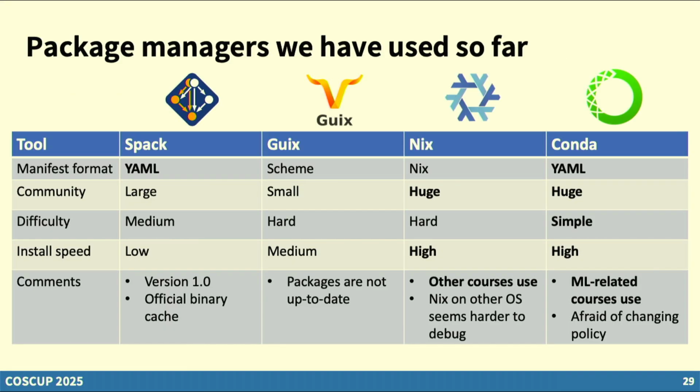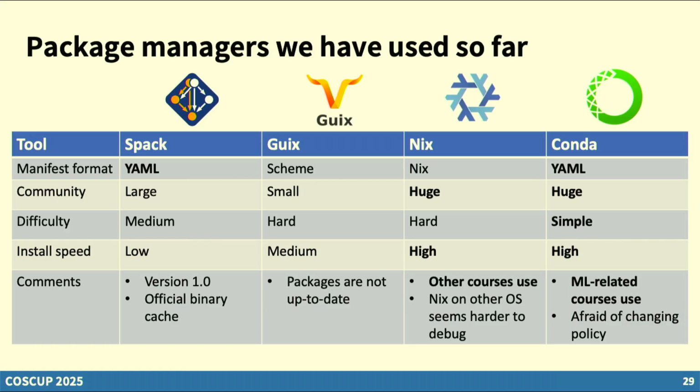So here is a list of package managers we use, and now we use Nix and Conda. I can simply tell something about that. Now we use Conda for machine learning related courses, because our TAs like to use that, and the manifest is written in YAML. It's very long, so it's hard to port into Nix, so we still use Conda.